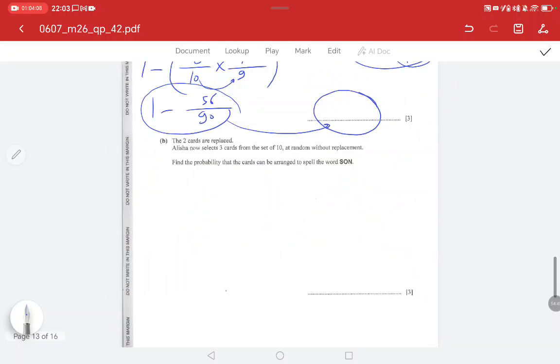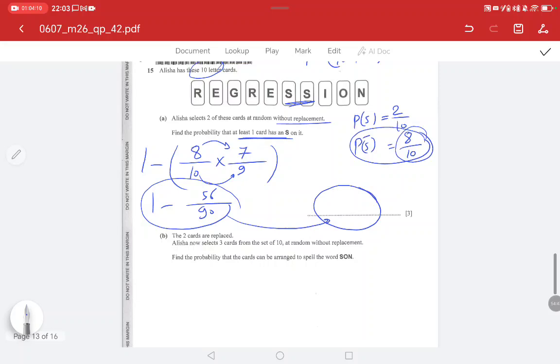Now, next one. The 2 cards are replaced. Now we have 8 and 10 again. Alicia now selects three cards. If I talk about three cards, I have three fractions. So I start with the 10, without replacement: 10, then 9, then 8.